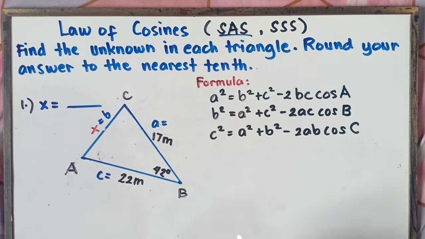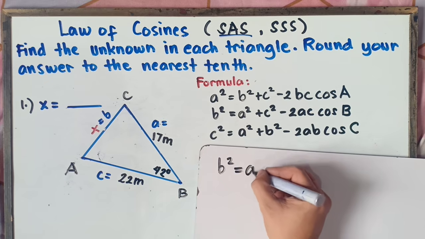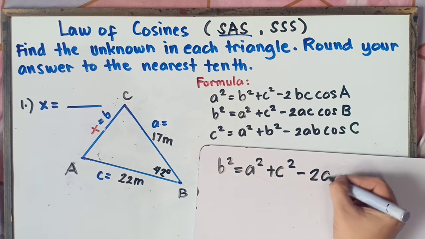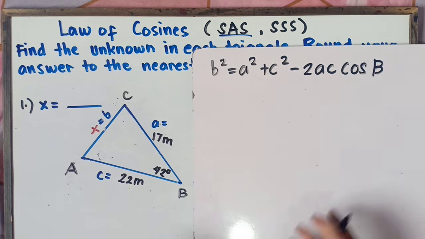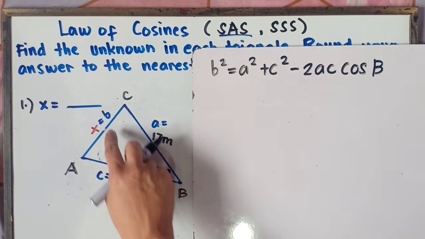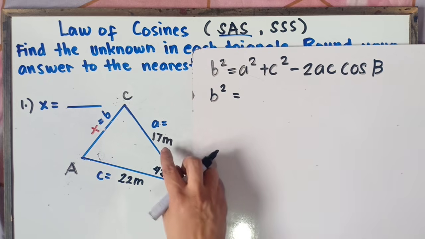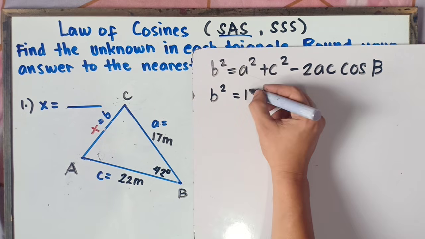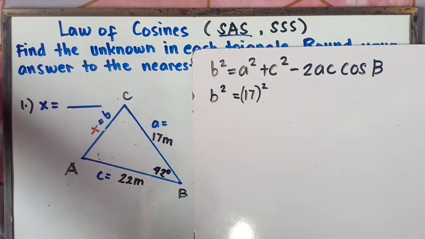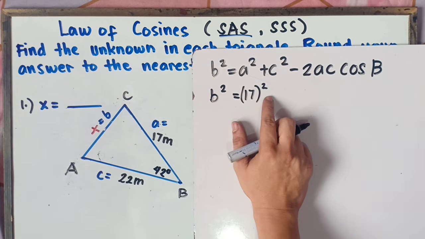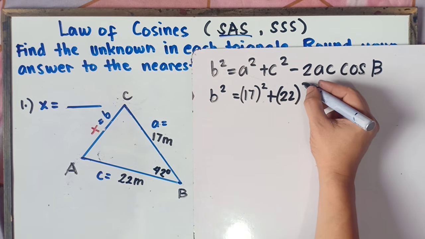So simply use the formula. Let's do it step by step, class. We don't have enough space, so let me just write it here. We're looking for side B, so b squared equals the value of a, that would be 17 meters, so 17. Do not forget squared. You put open and close parenthesis, squared, plus the value of c, that would be 22, and then open and close parenthesis.